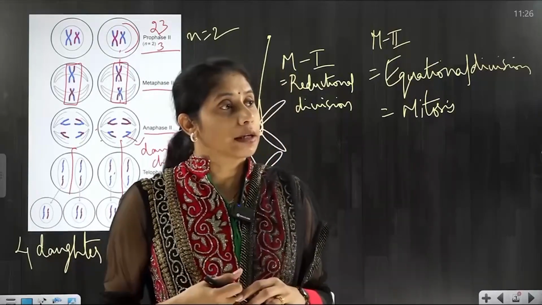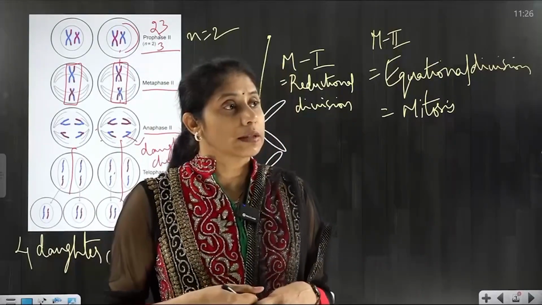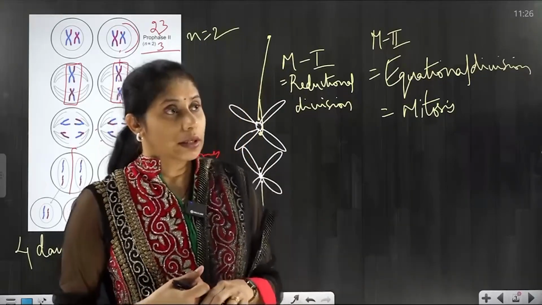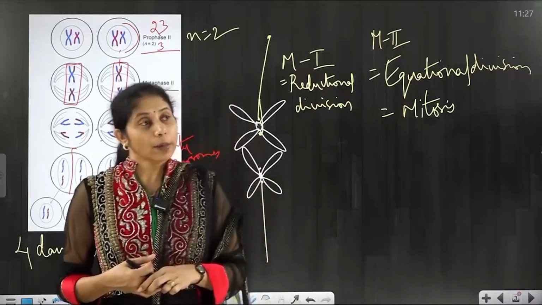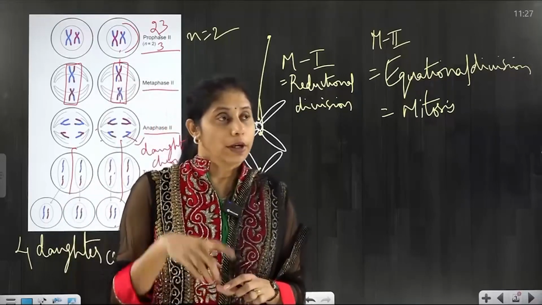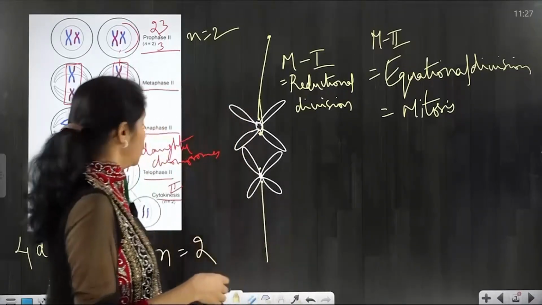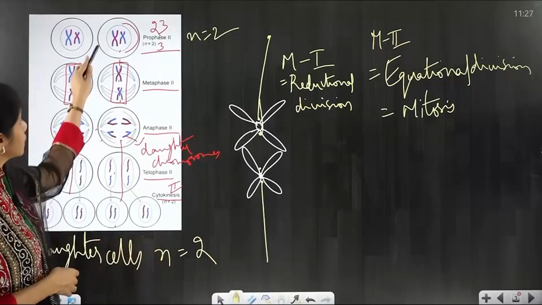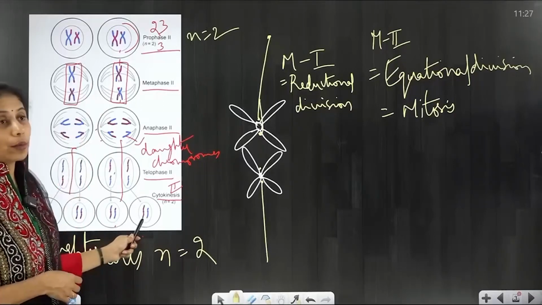Then if 2 chromatids split, the daughter cells will have only 1 chromatid. Yes, in the chromosome, only 1 chromatid will be there in the daughter cells. Each chromosome will have only 1 chromatid here. That's what you can see here, 2 chromatids are there, here only 1 chromatid each.